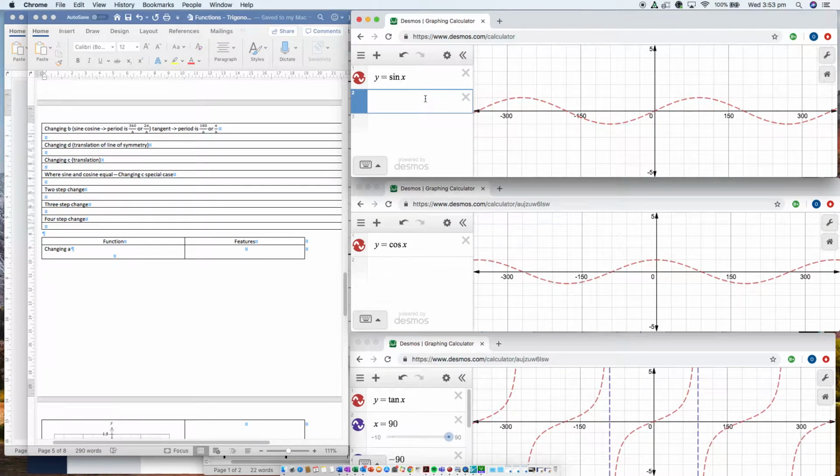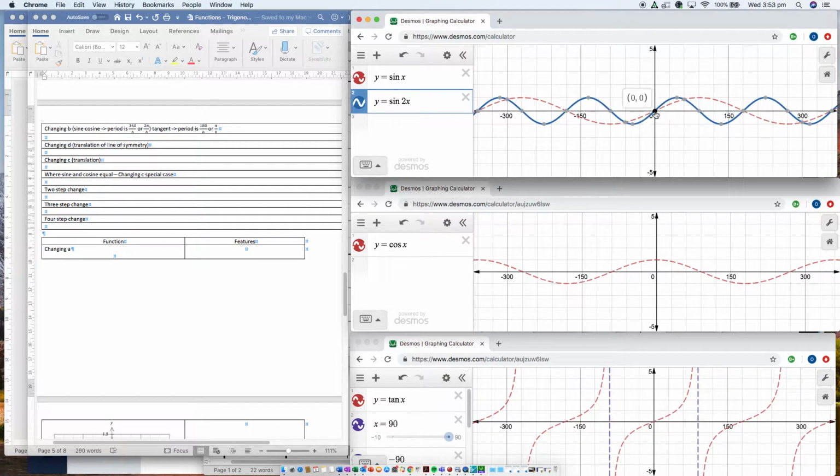So let's just graph something, sine, and we'll start off with a simple one. The most standard one is y is equal to sine 2x. Now let's make that blue. Y is equal to sine 2x. Now we know before that for sine of x, the period, sorry, was 360 degrees. So now let's have a look at the period.